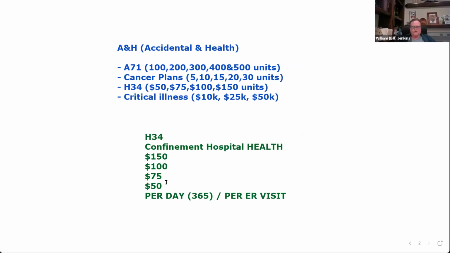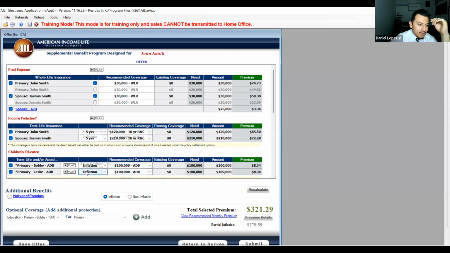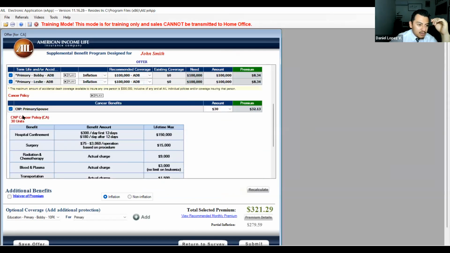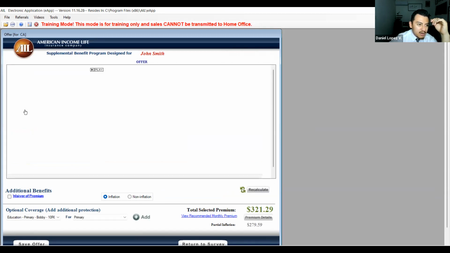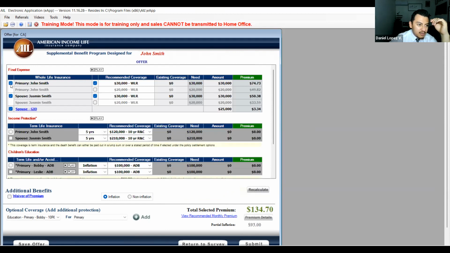Is the H34 more expensive than the A71? Yes, sir. Okay, let's look at this example right here. Let's remove all this term, income, children's education. Let's remove them to here. So let's compare.